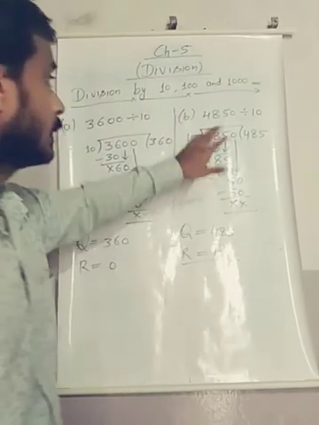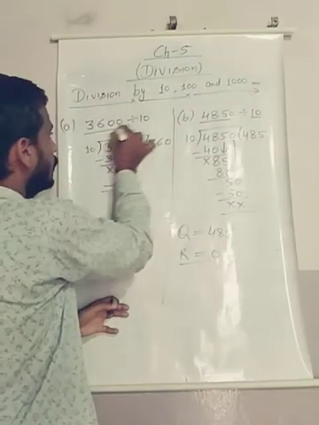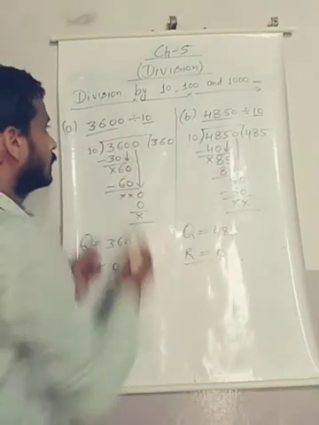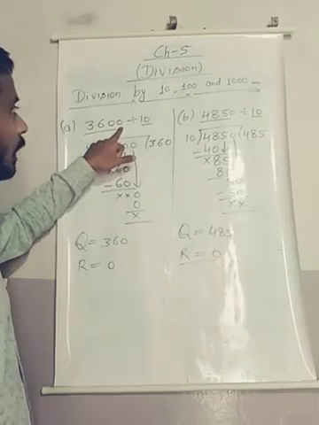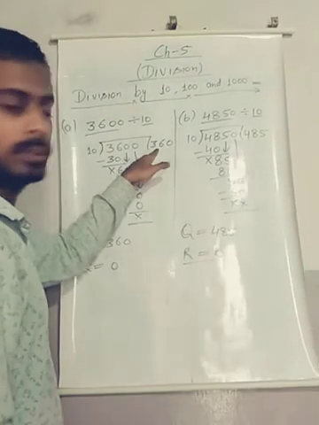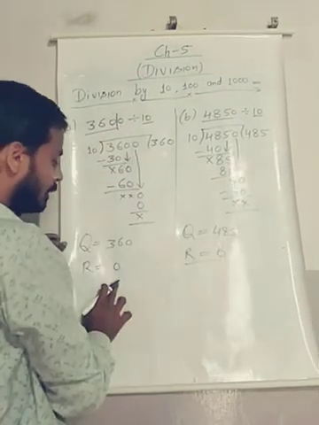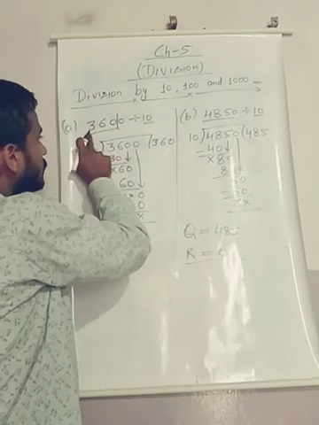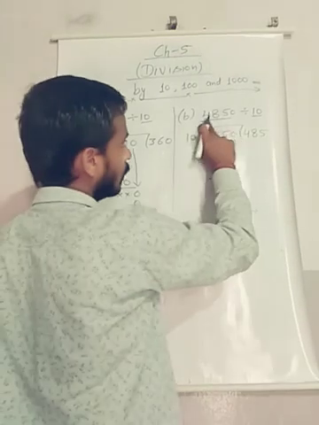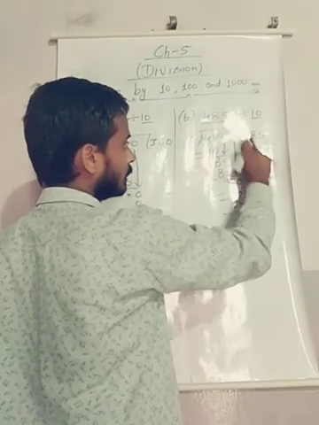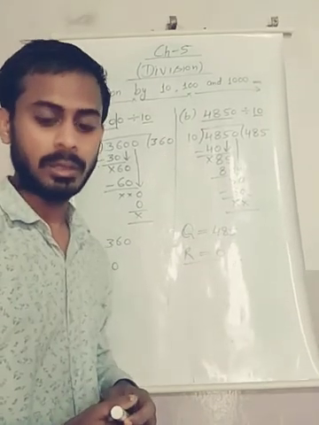You can see that when we divide a number by 10, then we will get the last ones digit as remainder. See, the ones digit is 0 and the rest is quotient. So remainder is 0 and quotient is 360. In this case also, 485 is quotient and the last digit 0 is remainder. Clear?